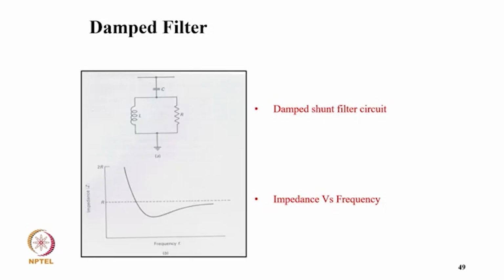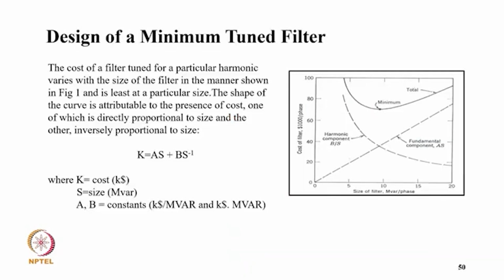And this is typically a damped filter circuit, the capacitor in series with the L and R in parallel, which is called a damped shunt filter circuit, and the impedance versus frequency is typically below R for higher frequencies for this damped filter. Now coming to design of a minimum cost tuned filter.